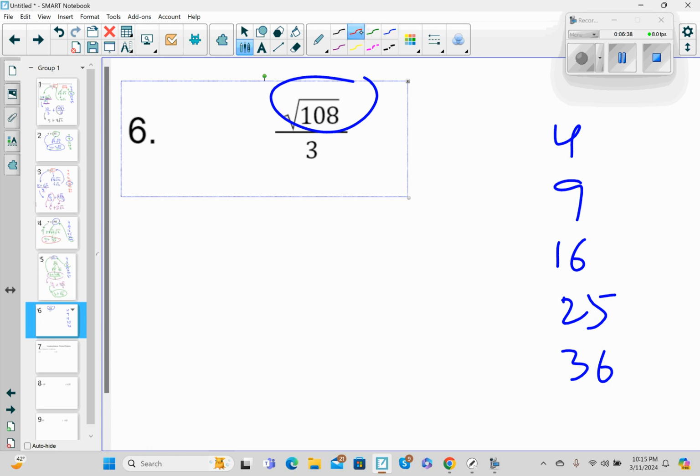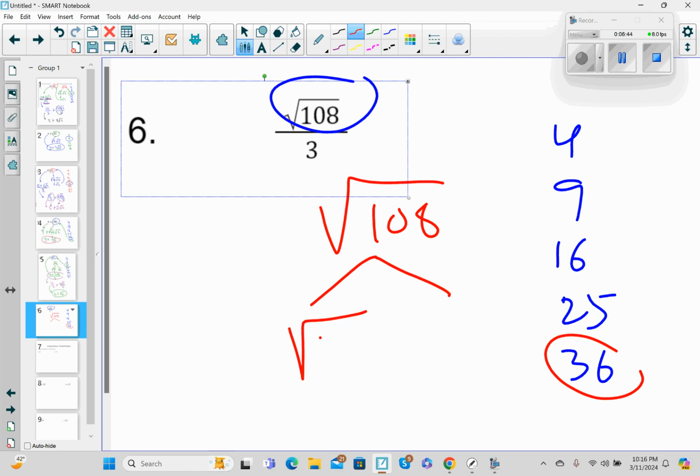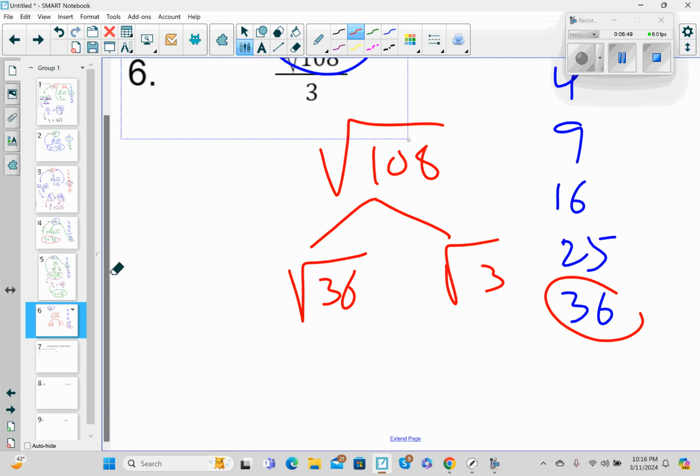Well, there it is. So the square root of 108 becomes the square root of 36 times the square root of 3. And then the square root of 36 becomes 6 square root of 3.